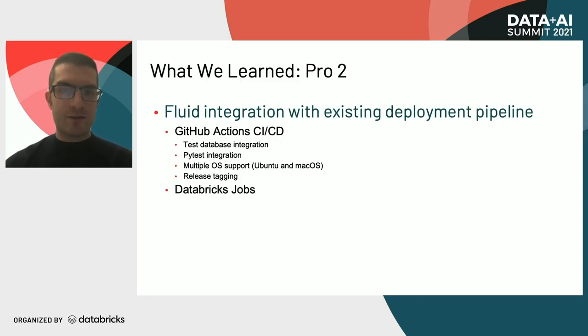It also has, as we've said, fluid integration with our existing deployment pipeline. So I mentioned the GitHub Actions CI/CD and the PyTest integration and the multiple OS support and the release tagging. But also on top of all that, it even gives us test database integration as well. So we have integration tests within our PyTest suite, which use a Postgres database. And we're able to create a Docker volume, which we can tear up and tear down. And that allows us to create a clean working environment from which to test the actual database connections and data flow via that. So it's very streamlined.